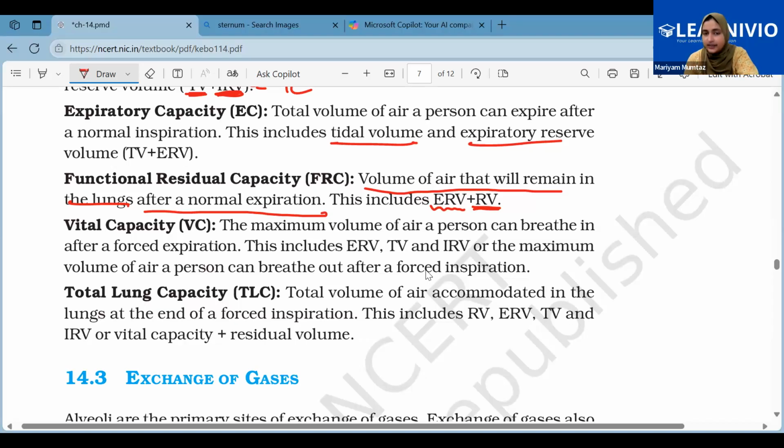Then comes the vital capacity. The maximum volume of air a person can breathe in after a forced expiration. Meaning when you forcefully breathe out, and then the maximum amount of air that you can breathe in. So this would be ERV, tidal volume, and IRV together. Okay? ERV, TV, and IRV. Any doubts?